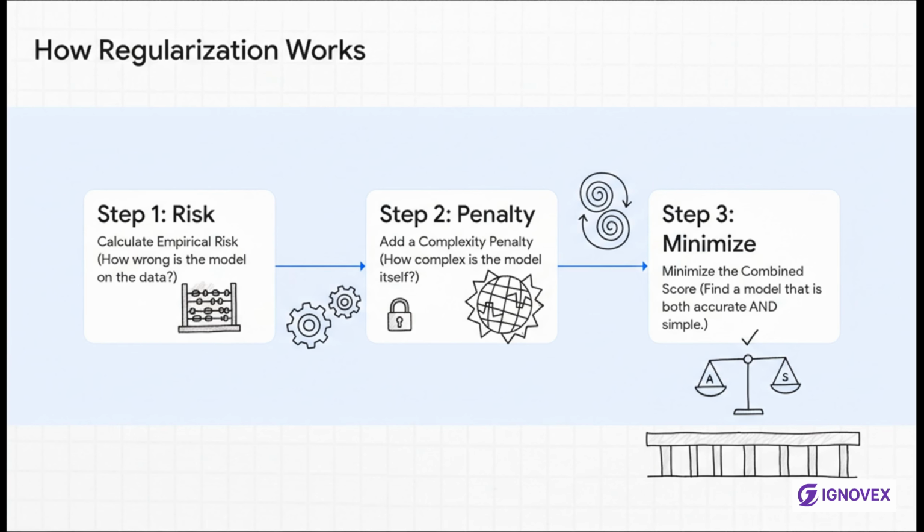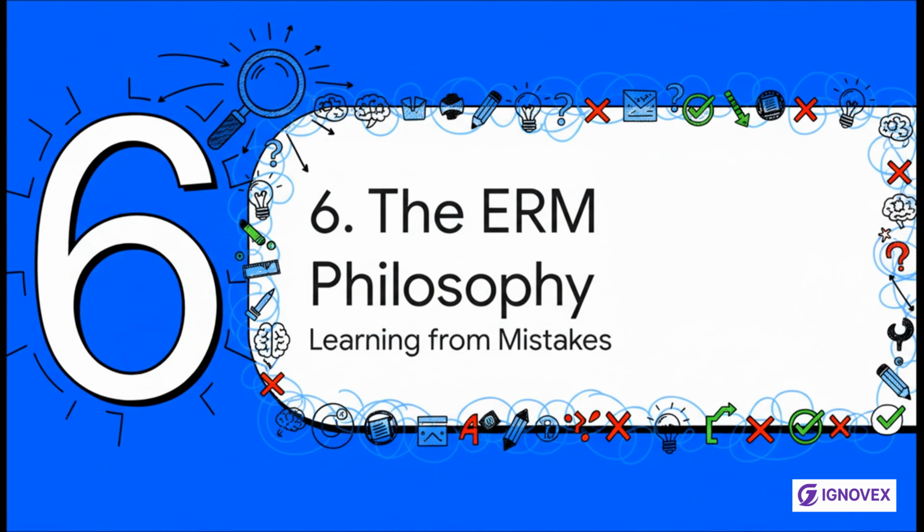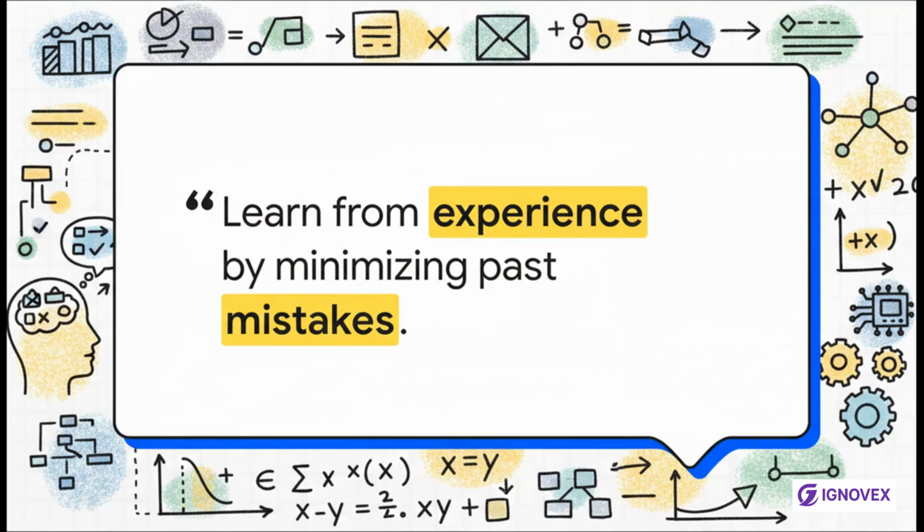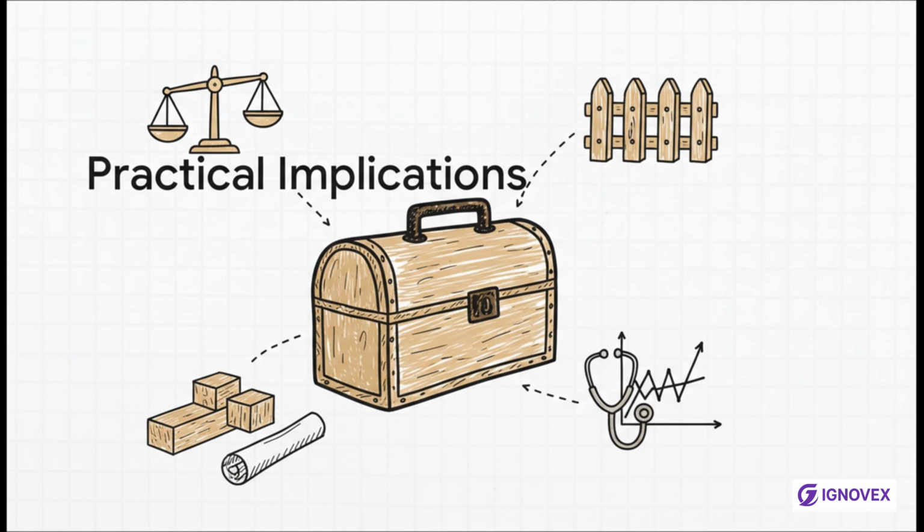Okay, let's zoom out. We've gone through the mechanics and the pitfalls, but what does ERM really tell us about the nature of learning itself? At its very heart, ERM is a philosophy. It formalizes an intuition that all of us share. The way you get better at something is to look at your past mistakes and try not to make them again. It's how we learn as humans, and ERM is just the translation of that simple idea into the language of mathematics for machines.